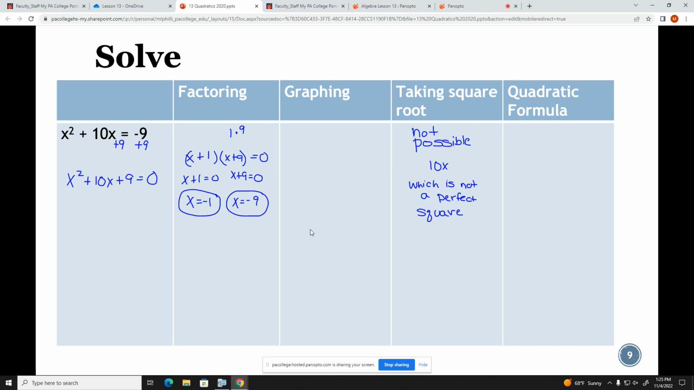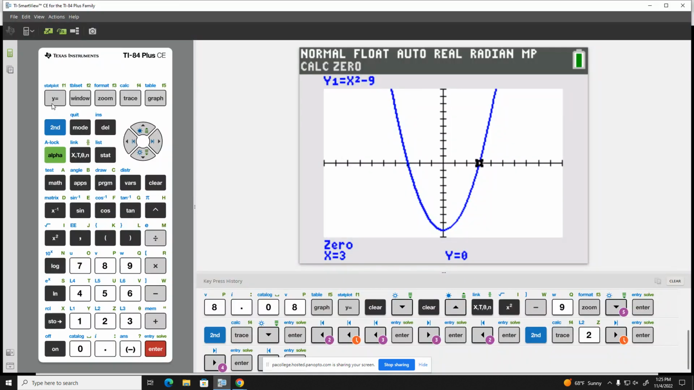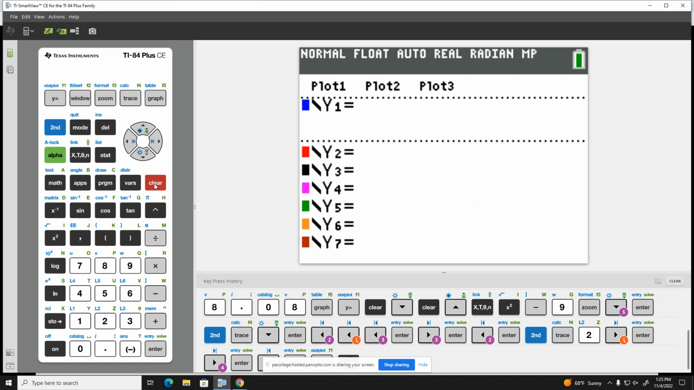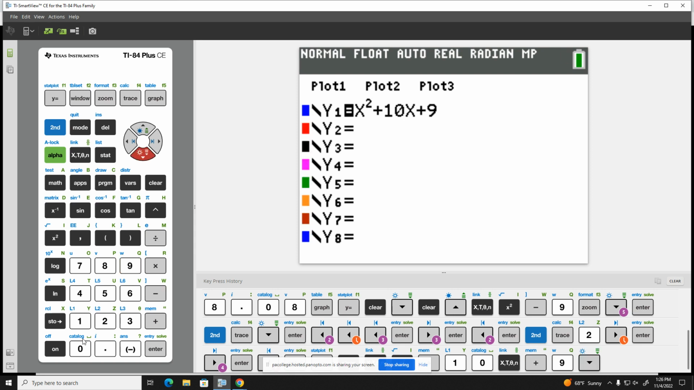To graph, I'll go to my graphing calculator, and I will be typing in the formula that equals 0. I go to my y equals and type my formula. So x squared plus 10x plus 9. The last time that I did a graphing problem, I used the 0 feature. This time I'm going to show you a slightly different way. Because the other side of the equation equals 0, I'll put 0 as my y2.